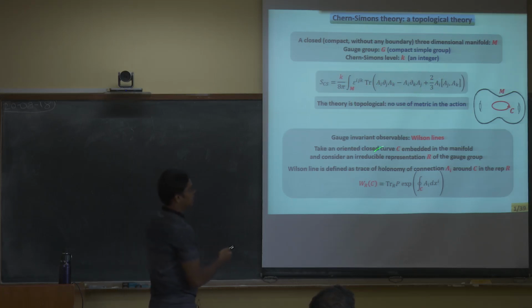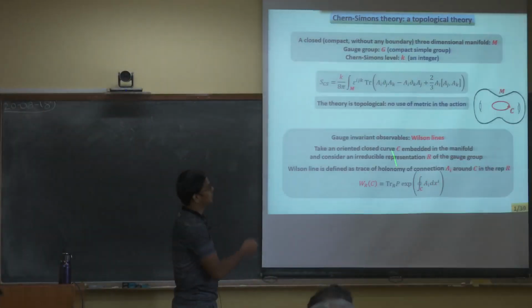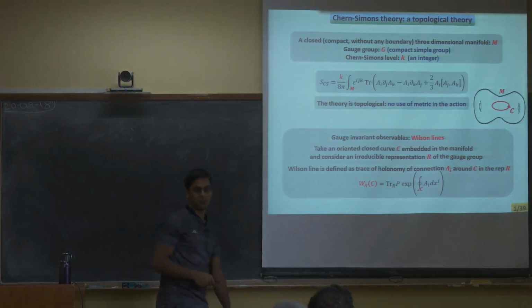Also, there are some gauge invariant observables which are called Wilson lines or Wilson loops. We can define the Wilson loop by taking an oriented closed curve in this 3-dimensional manifold and assigning a representation R of the gauge group G, taking the holonomy, and the trace in the representation R gives a Wilson loop.